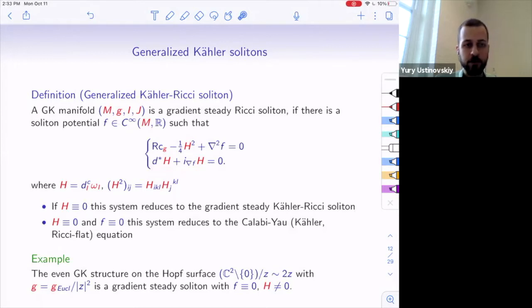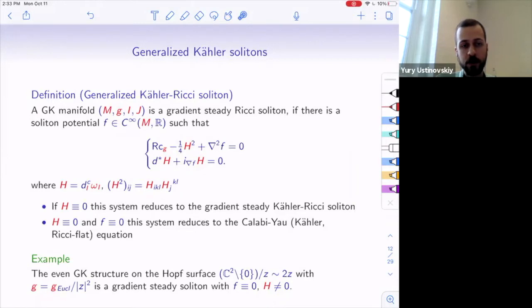So let's look for a second at this equation. If H is identically 0, this equation is vacuous, this term disappears, and all that is left is just the standard gradient steady Kähler-Ricci soliton equation, which has of course been studied a lot. And if you further impose that function f is 0, or rather constant, you don't have any of these terms here, and your only equation is being Ricci flat and Kähler, which is equivalent to the Calabi-Yau equation.